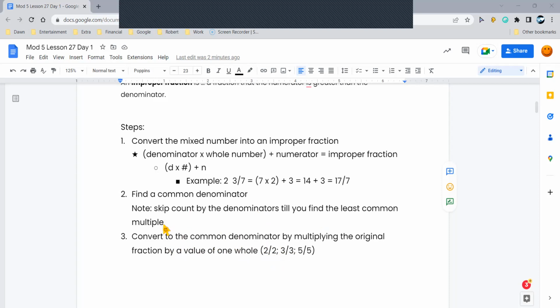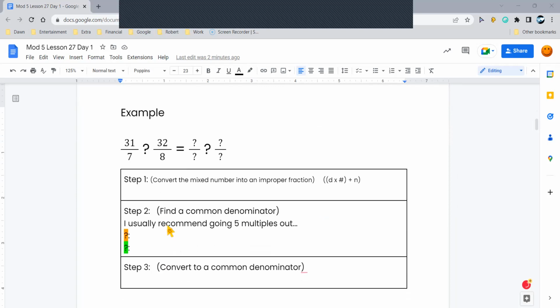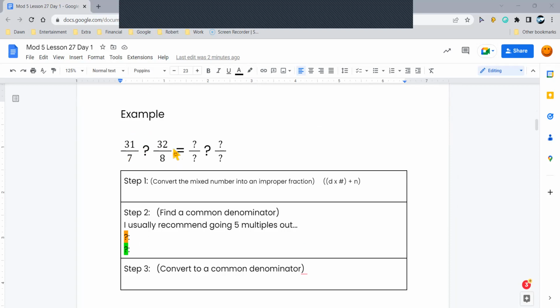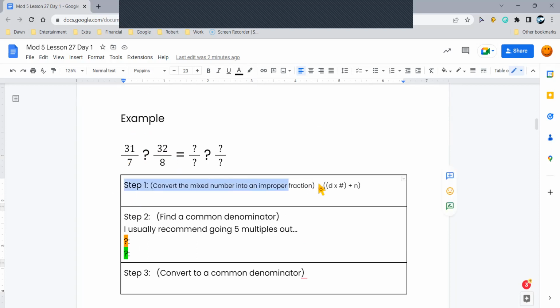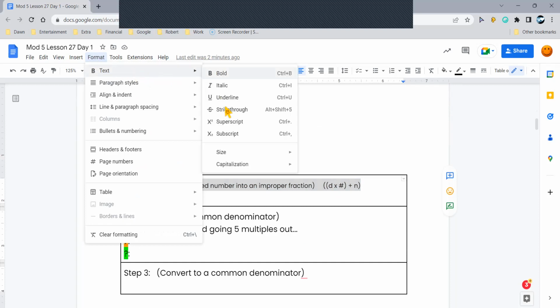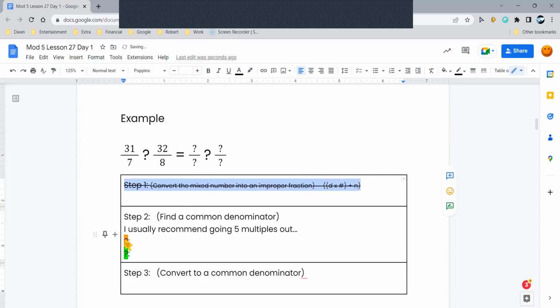Let's go look at an example, you guys. We have improper fractions already. See this? So step number 1, we do not have to worry about. So I'm going to go right up here. I'm just going to strike this through, just to remind me. I don't have to do that because I have improper fractions. But I see that I don't have common denominators.